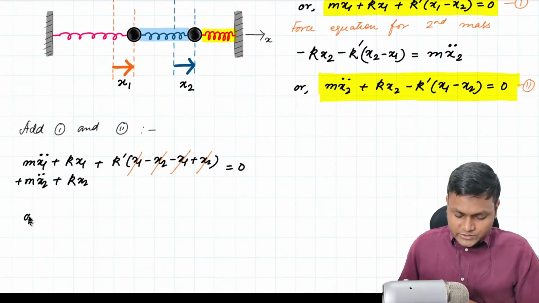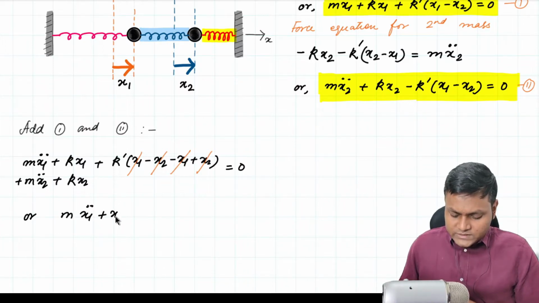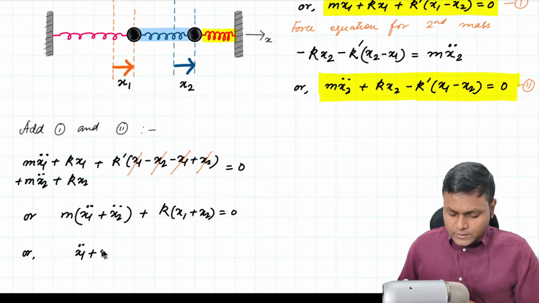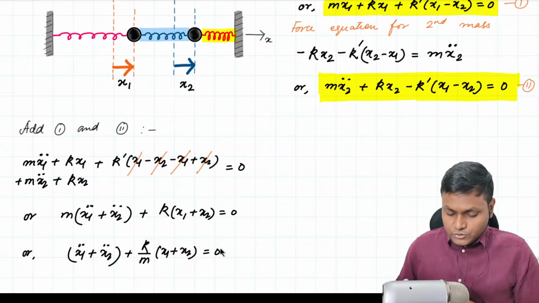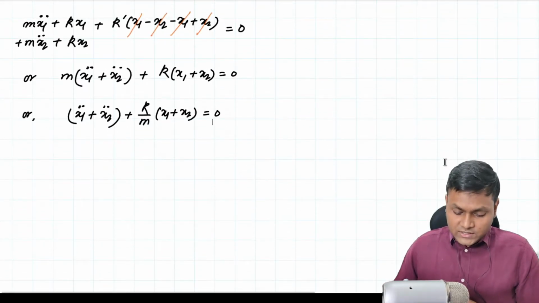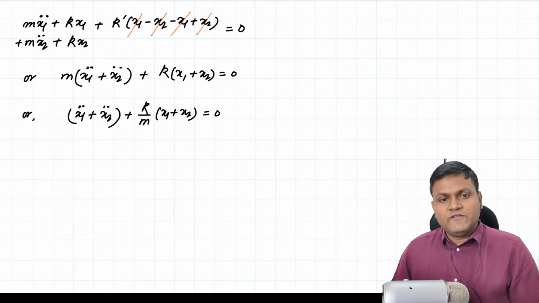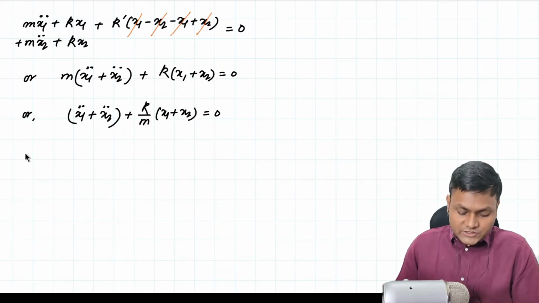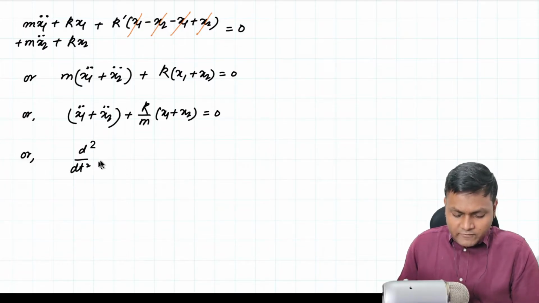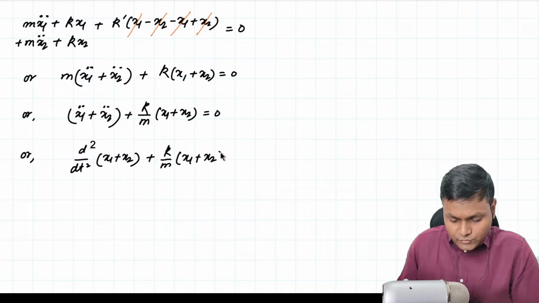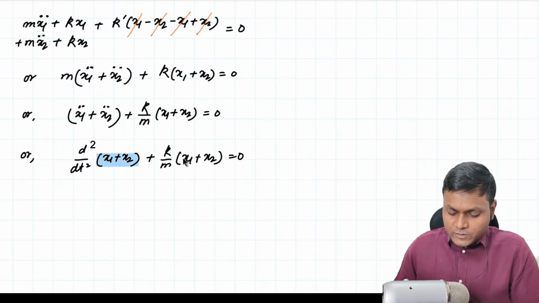So I am left with the equation m (x1 double dot plus x2 double dot) plus k (x1 plus x2) is equal to 0, or finally I have x1 double dot plus x2 double dot plus k upon m (x1 plus x2) is equal to 0. Now some of you may be familiar with this kind of a differential equation. This is simply the differential equation corresponding to some kind of a sinusoidal solution, or this kind of a system usually gives us simple harmonic oscillations, but for the variable x1 plus x2. So let me write it in a different manner. If I have a second order derivative of the variable x1 plus x2 plus k upon m (x1 plus x2), this is a second order differential equation with respect to the variable x1 plus x2.